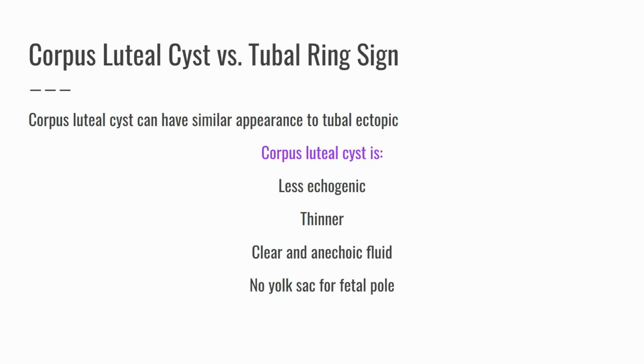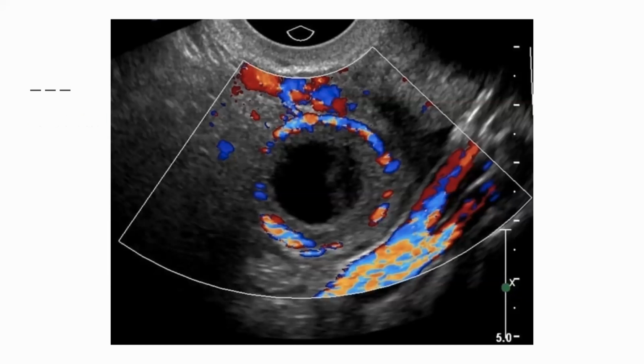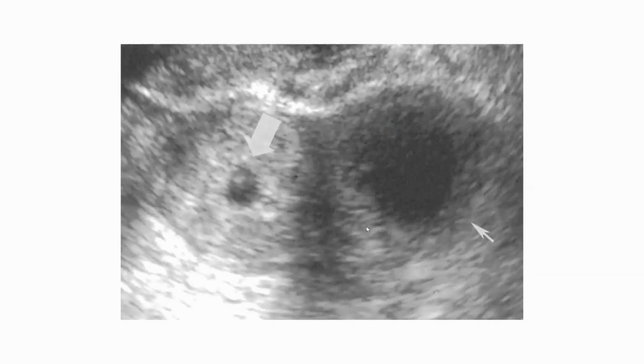And there's not going to be any stuff inside, so no yolk sac or fetal pole. And so this is a corpus luteal cyst, and you can kind of see there's more anechoic fluid inside. It's a bit thinner than that tubal ring that we saw earlier. This is much thicker.